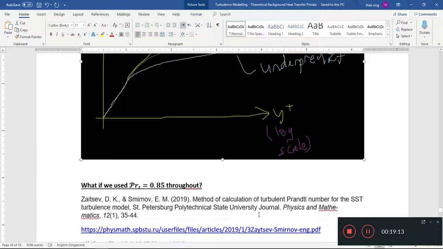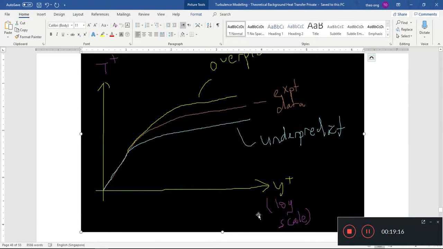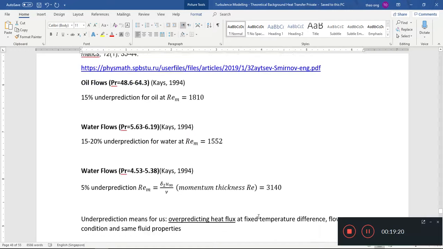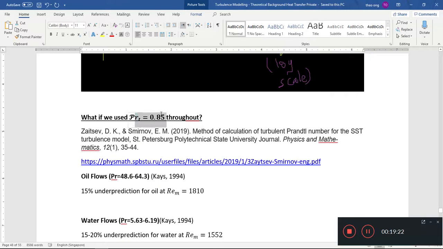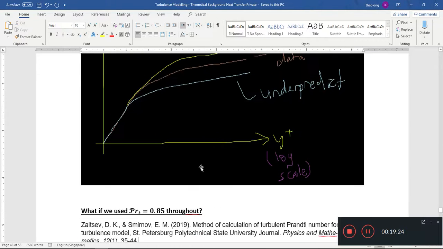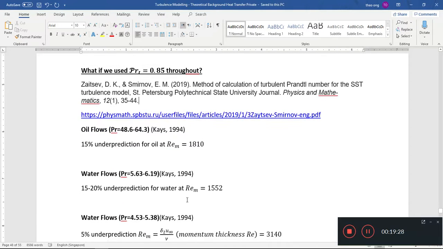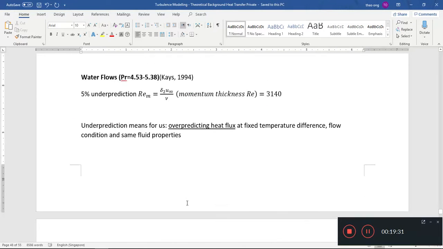That's for most of these correlations. So PRT equals 0.85. It seems the estimate is pretty decent if you're not too concerned about over predicting heat transfer. But if you deal with natural convection flows, it's better to be a little bit more careful with these things in mind.